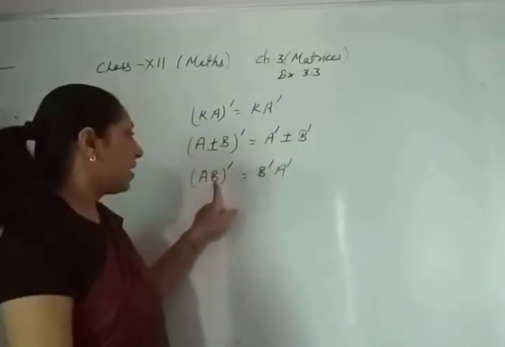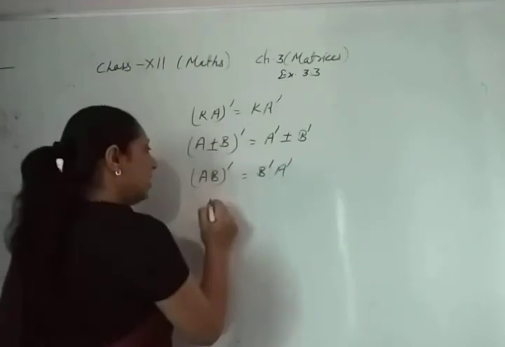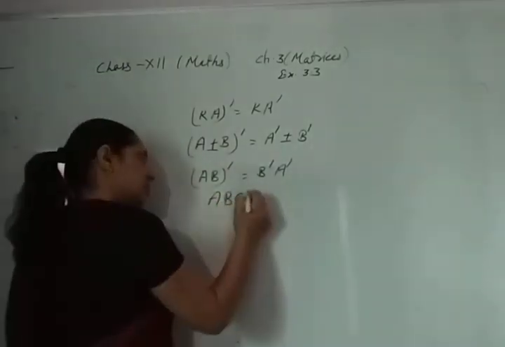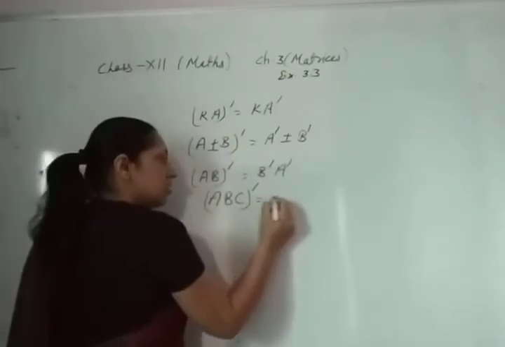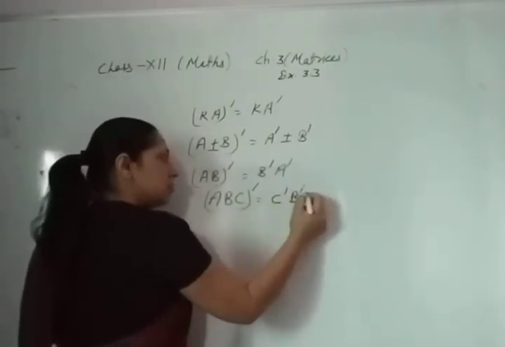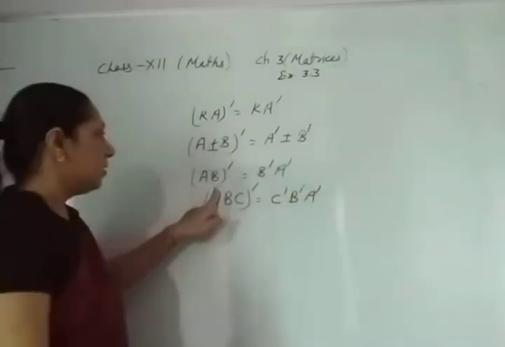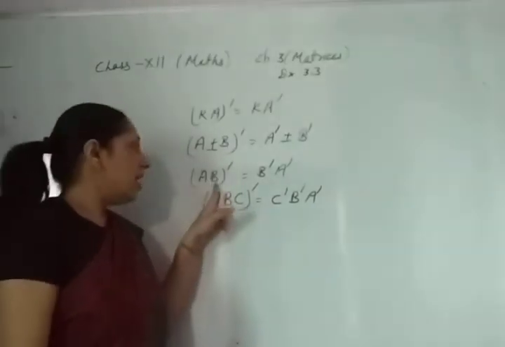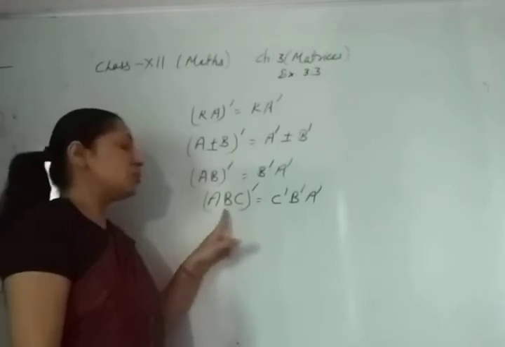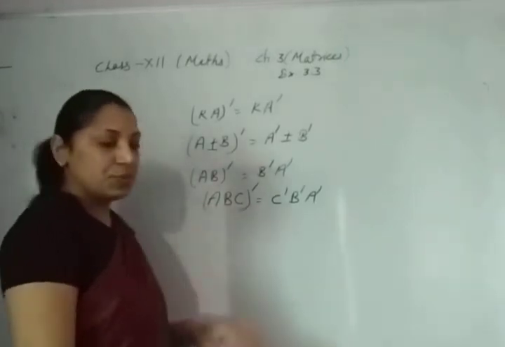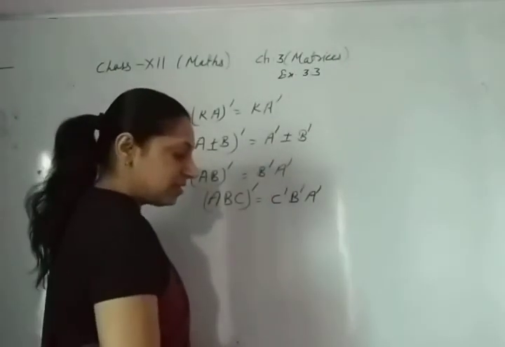It is reversed, backwards. Similarly, if we have three matrices A, B, C, then we start from the last, so it is C transpose, B transpose, A transpose. Whenever we take the transpose, the last matrix comes first. In this case, C transpose, B transpose and A transpose. Now I'm coming to the exercise.